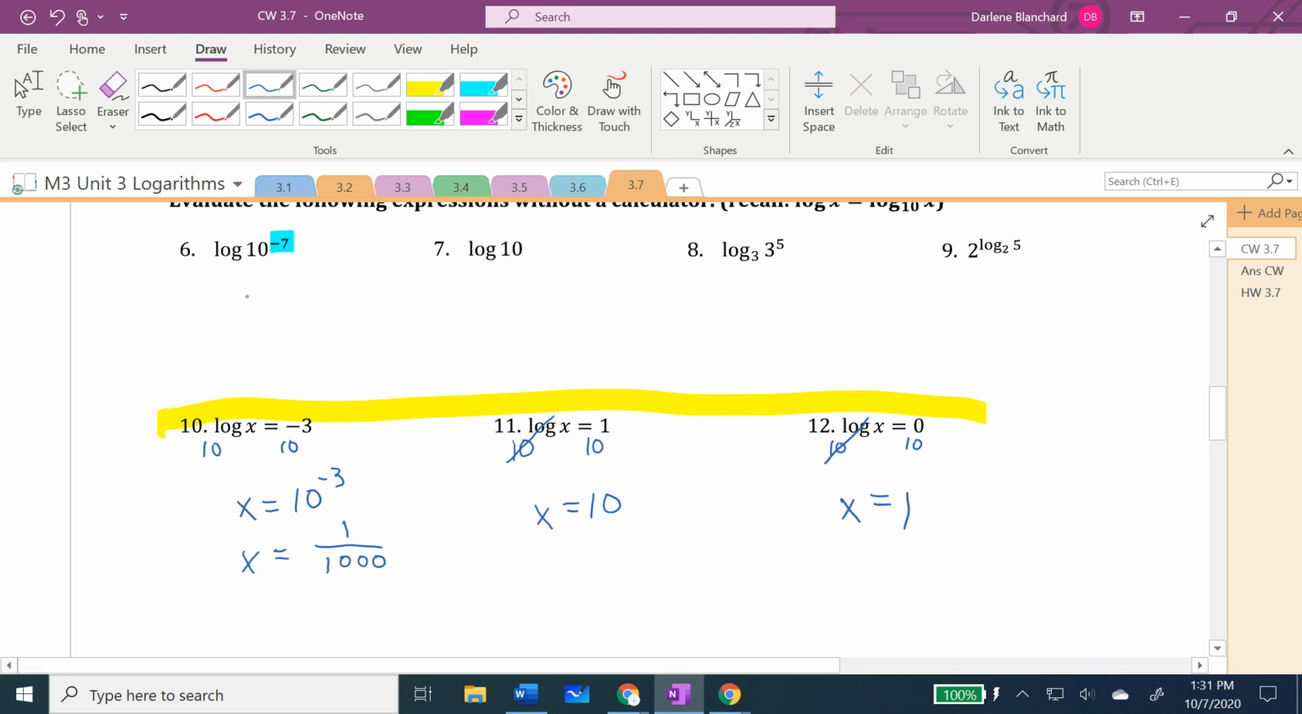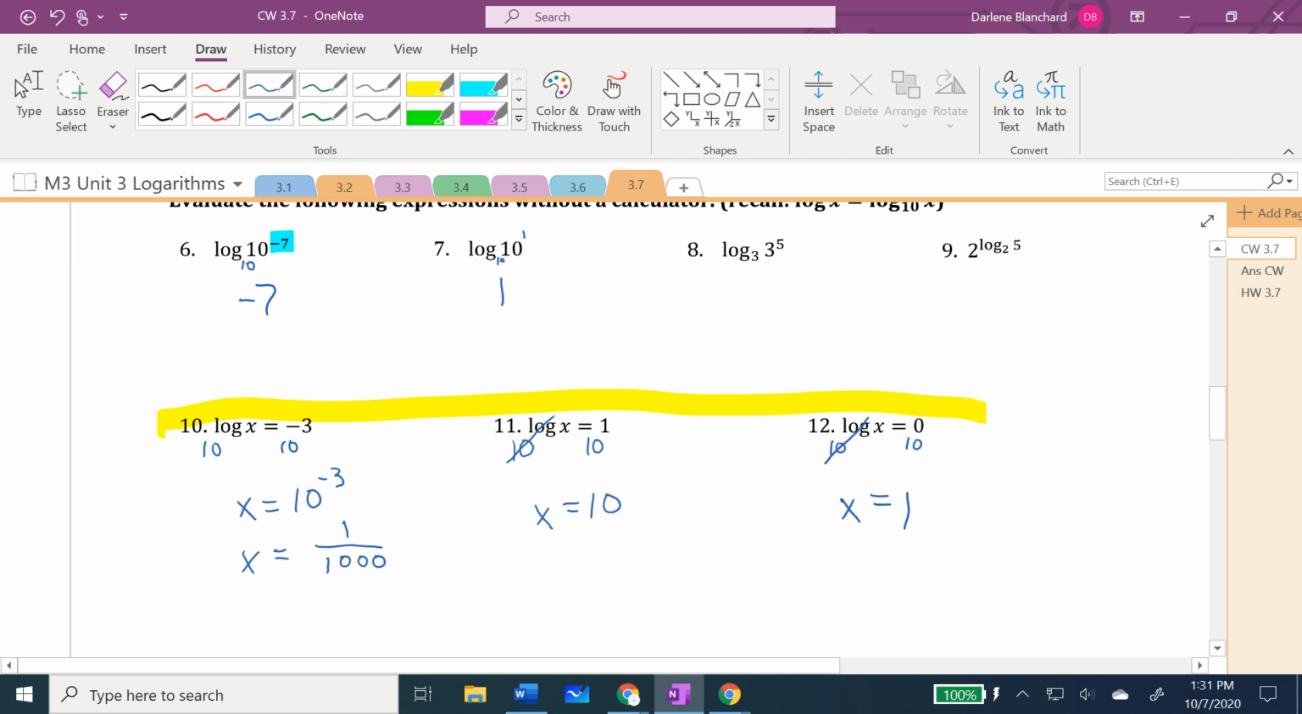Okay. Do you guys see for number 6 that the exponent -7 is what that simplifies to? Because the understood base 10 matches. Do you see that with number 7, the answer to that is 1? Because we understand the exponent on 10 is a 1, and we understand that the base of that logarithm is a 10.